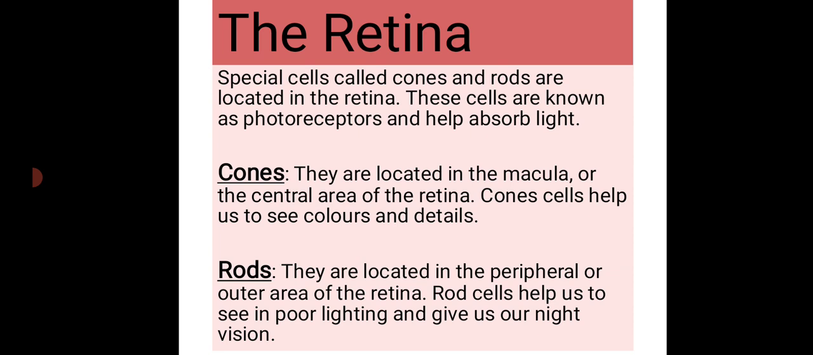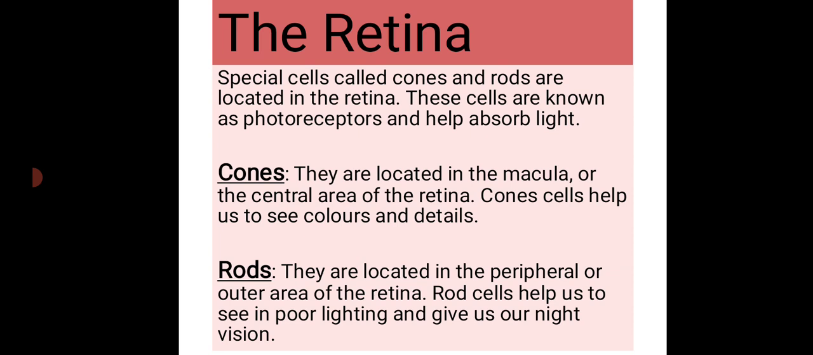Clearly. Do you understand? And it helps us to read clearly. So the rod cells are located in the peripheral or the outer area of the retina. The rod cells help us to see in poor lighting and give us our night vision. So it is the rod cell that helps us to see at night. It helps us to see in the dark.